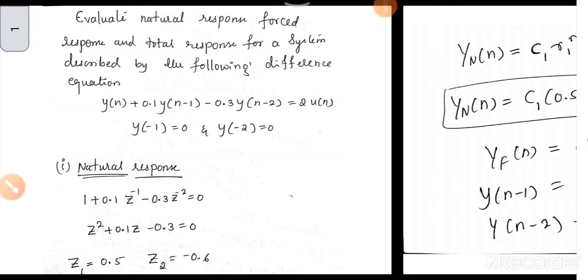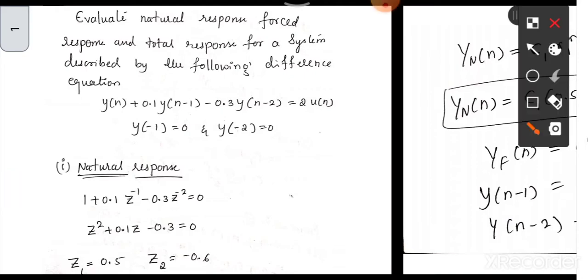Today we are going to solve the numericals on difference equations. In the previous classes we have studied the difference equation, its general form, what the solutions are, and how to calculate the natural response and the forced response. Today we are going to find the total responses, where we are supposed to calculate the natural response as well as the forced response. So let's take an example of this.